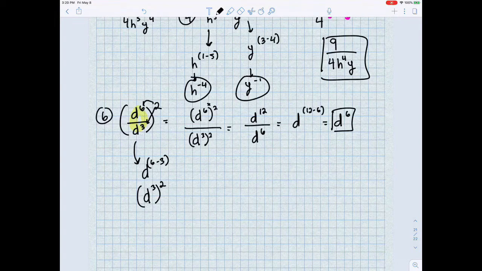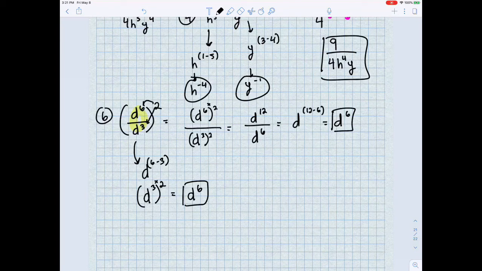Let's see if I get the same answer here. Well, I have d to the third raised to the second power. I multiply this 3 and 2, and now I'm at d to the 6th power. And look at that. So it's up to you how you want to solve this problem. There are different ways you could solve it, okay? But all I ask is that you're careful, right? And you check your work, and you make sure you're following the rules that are set, okay?